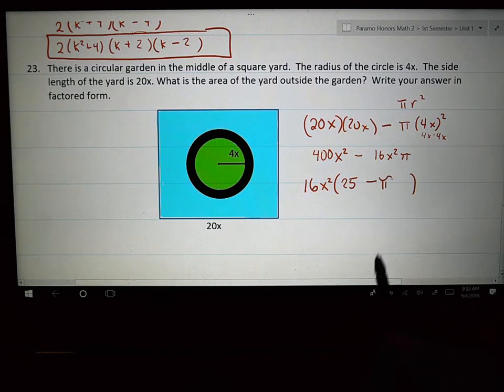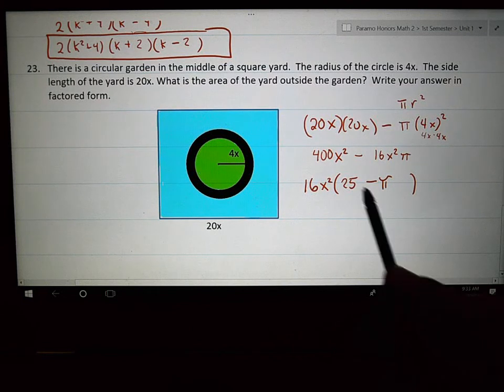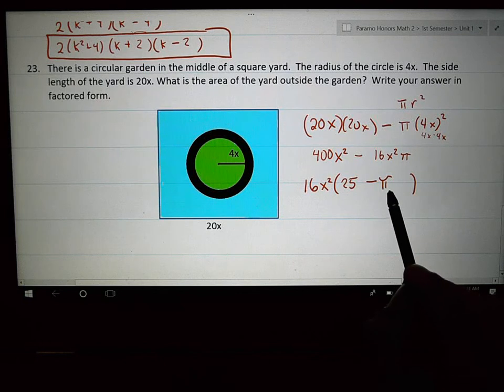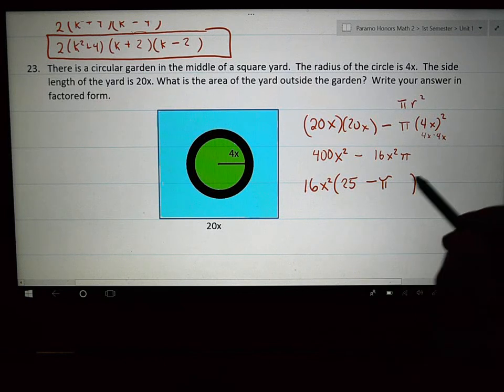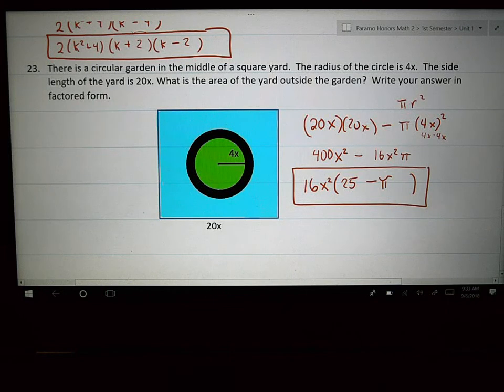If this was squared, it would be a difference of squares because that's a perfect square, but this is not squared. So I could only do a GCF factor, and this would be my answer for 23. I'm going to end your notes right there.